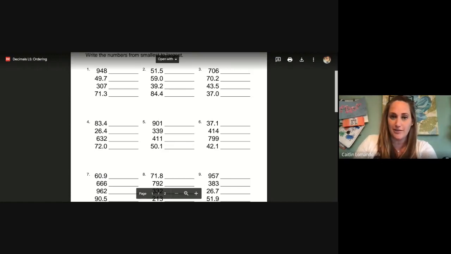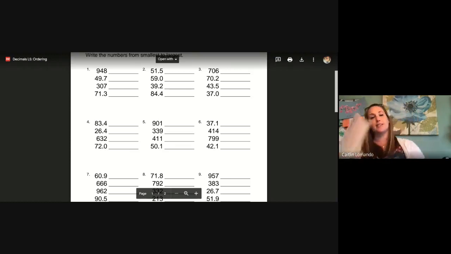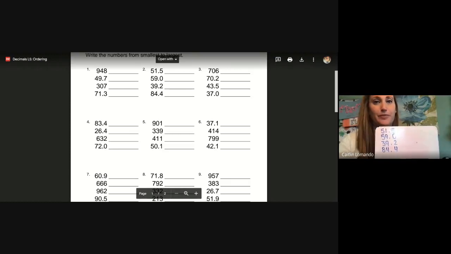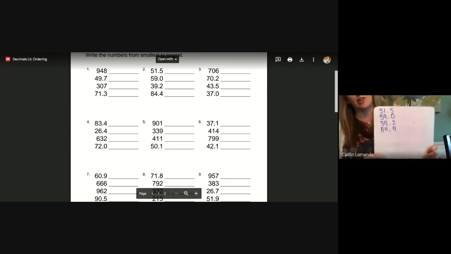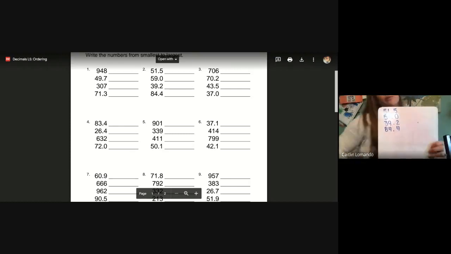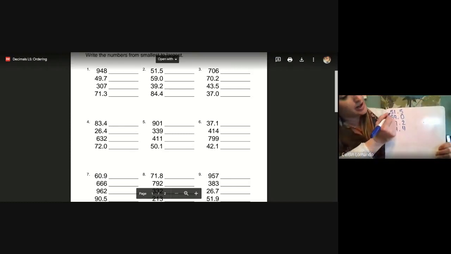39 2/10, and 84 4/10. Maybe it might be helpful for you to do this. I like to line up all of my decimal points. You could also use this strategy when ordering decimals.